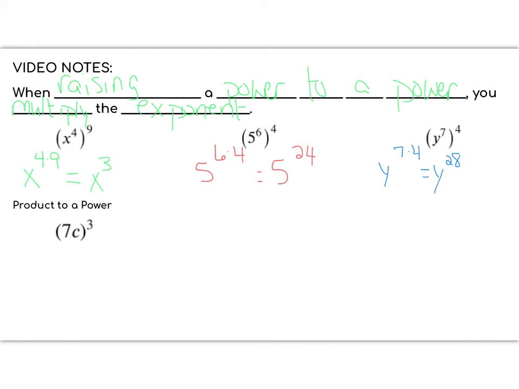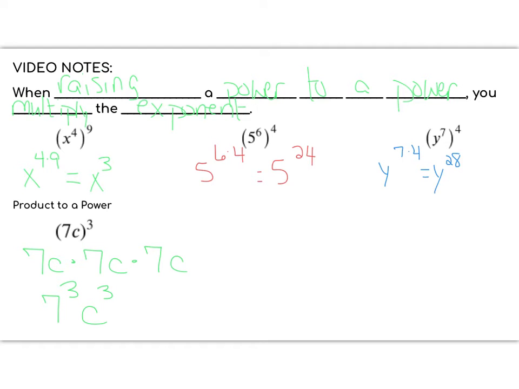Now, we're going to put this rule to use by looking at products raised to a power. So notice here I have 7c all raised to the third power. Those parentheses tell me that 7c is my base. So this means 7c times 7c times 7c, right? So notice I have 7 times itself 3 times, that's 7 to the third power, and c times itself 3 times, that's c to the third power.